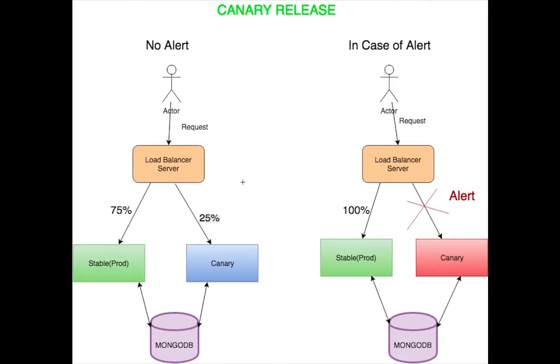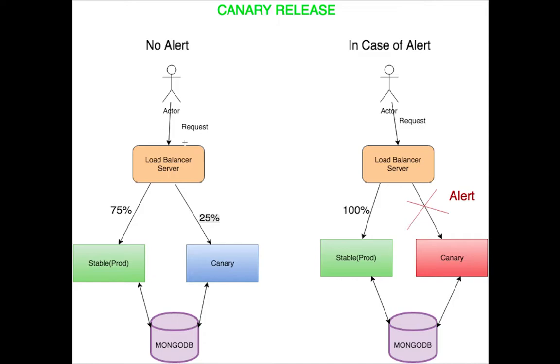So here's the diagram, and as you can see on both sides we have two servers, that is our stable and the Canary server, and both those servers are running on a single instance of MongoDB, and we also have a load balancer server which will regulate our requests.